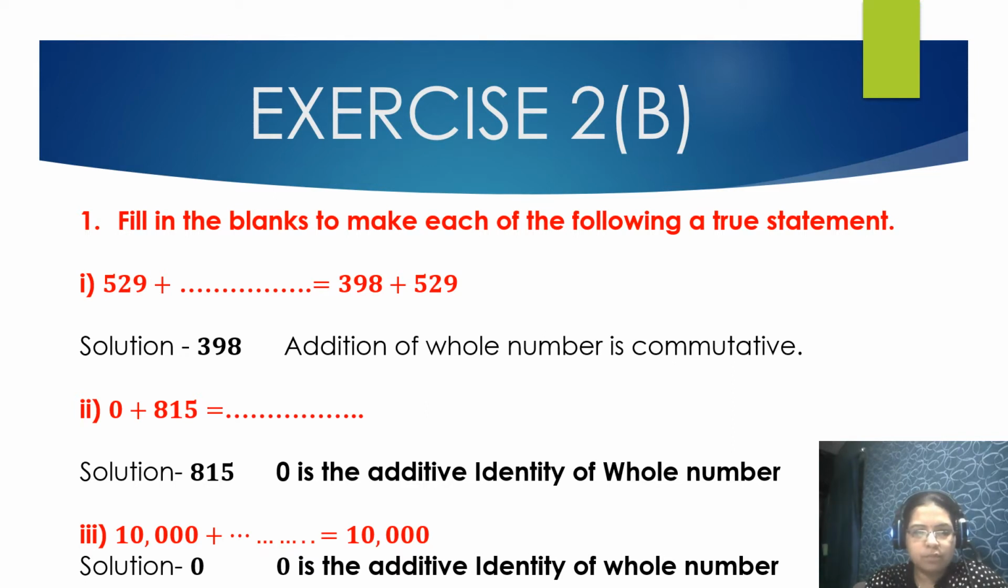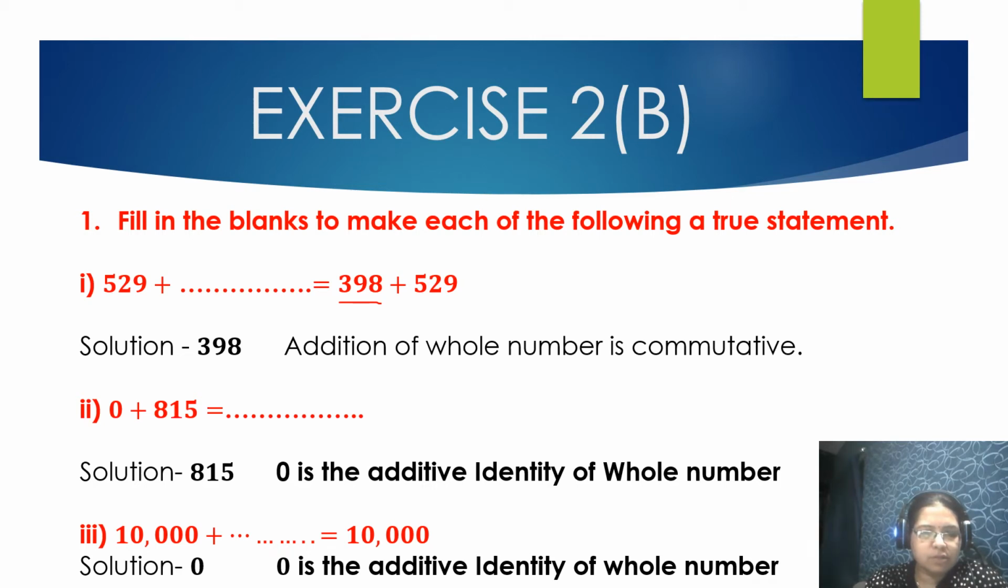Now we will solve first question. First question is fill in the blanks to make each of the following a true statement. First bit is 529 plus dash equal to 398 plus 529. Here on the right hand side 398 is also present, so we have to write down 398 here. 529 plus 398 equal to 398 plus 529, and this is the commutative property of addition of whole numbers.